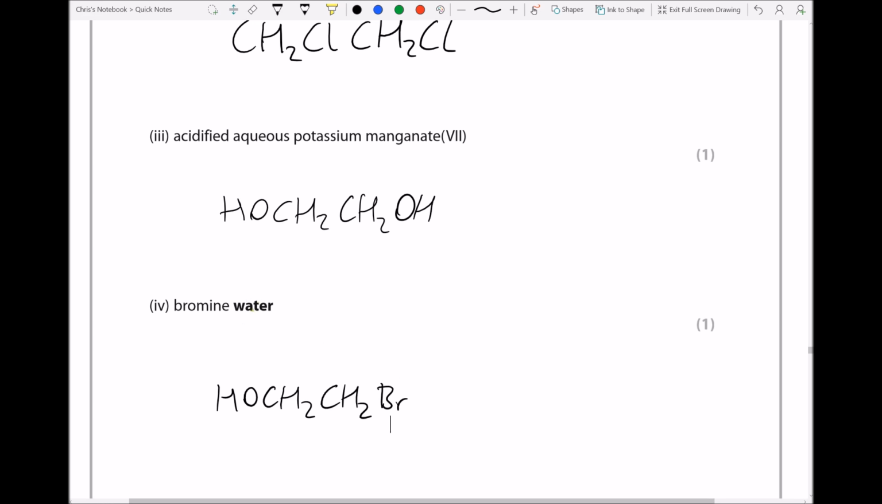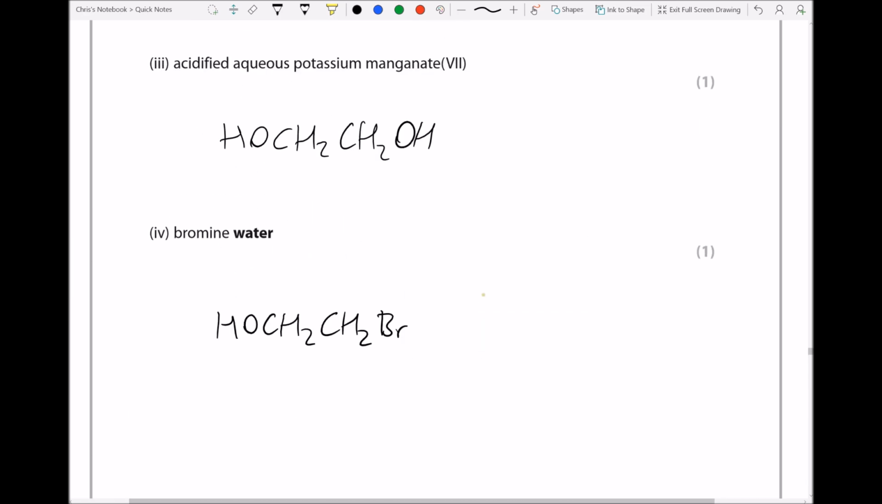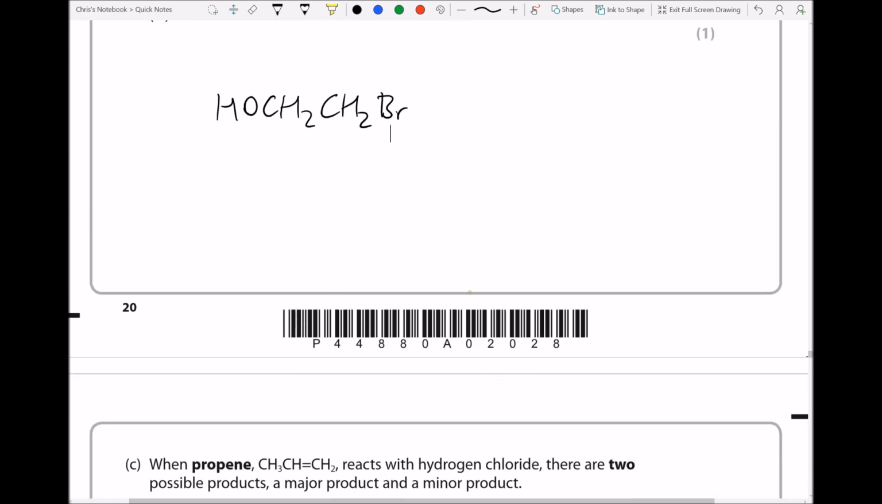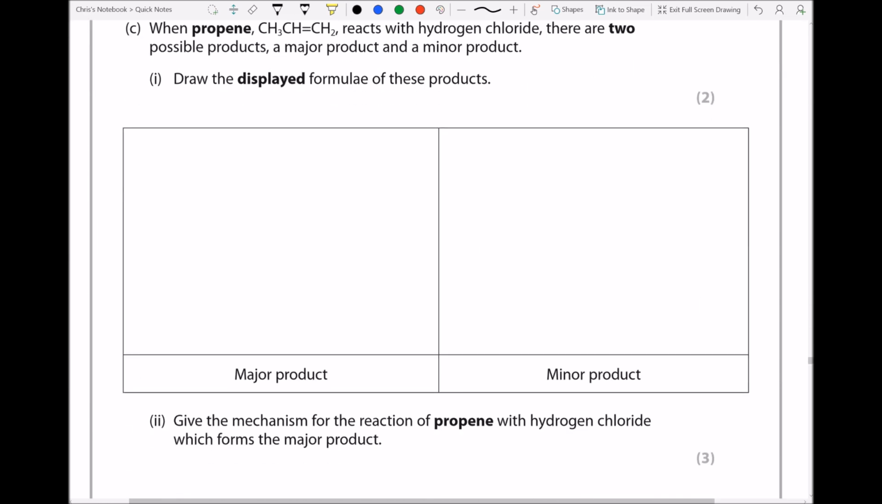So that's only bromine water. So again, they've emphasised that in bold. Draw it structural. Okay, can't emphasise that enough. If you draw all of them not structural, you wouldn't get a mark. So you've got to make sure you do read the instructions carefully. Okay, so part C. So when propene, which is CH2=CHCH3, reacts with hydrogen chloride, there are two possible products: a major product and a minor product. You've got to draw the displayed formula of these products.